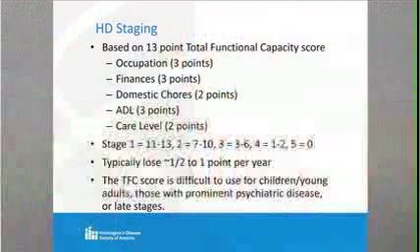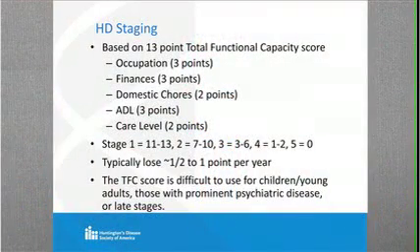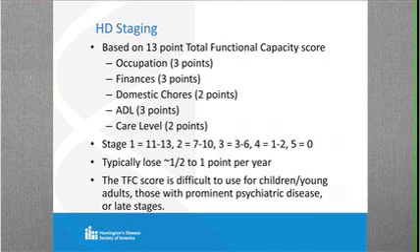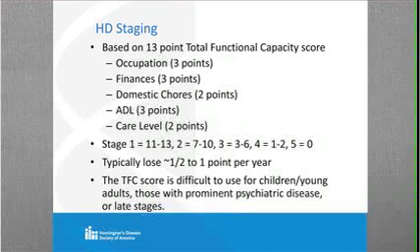In terms of how we stage it and how we watch people advance from early to more advanced stages, it's based on the total functional capacity score. Now, this is a 13-point scale that's based on the person's occupation, finances, how well they can do domestic chores, how well they care for themselves, their ADLs, and where can they be cared for, what's their care level. And these are the stages.